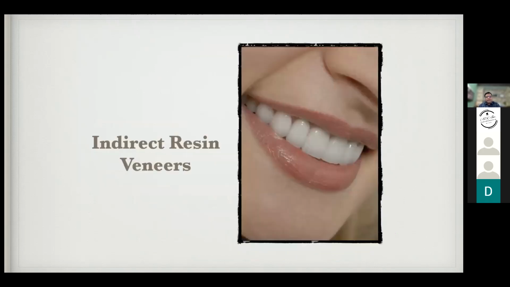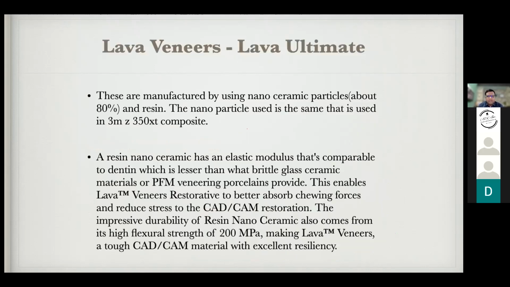Then you have indirect resin veneers that can be done. When you speak of indirect resin, I've just given a trade name there, Lava Ultimate. You also have Vita Dynamic, which are available, but just to give you a trade name, Lava Ultimate is from 3M. And it is basically your Z350 composite, which was injection molded into a block. And that block now can be CAD/CAM. So this shows that the injection molded composite has high strength and it can be used as CAD/CAM. That forms the basis of the Bioclear method, frankly.